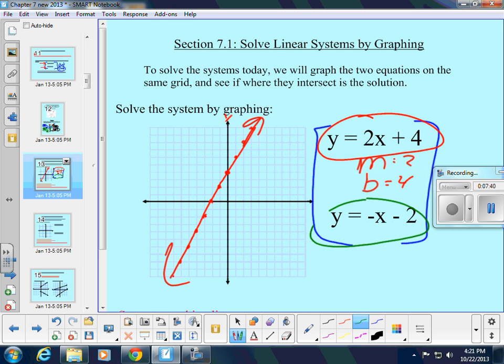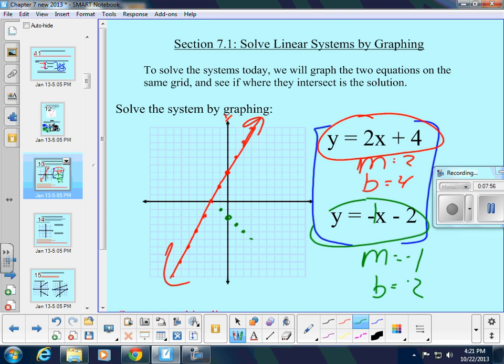Graphing this other equation, y equals negative x minus 2. The slope of this one is negative 1. You notice there's no number in front of there. It's like a 1, so negative 1. And the y-intercept is negative 2. So I'm going to go down 2 on the y-axis. And I'm going to go down 1 over 1, down 1 over 1.